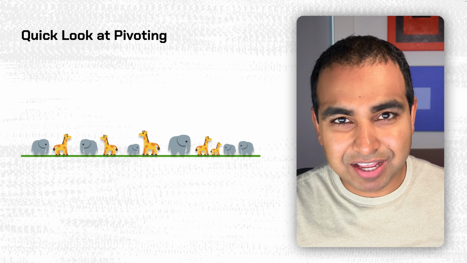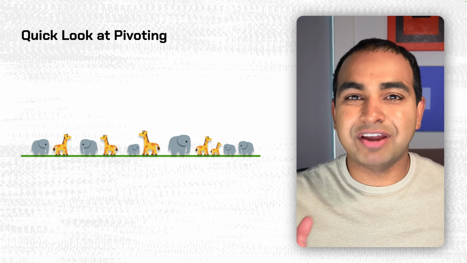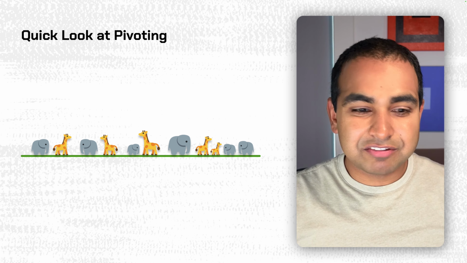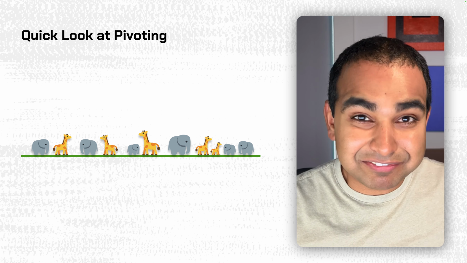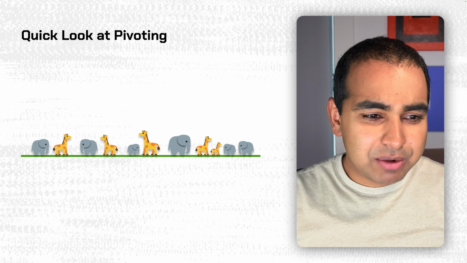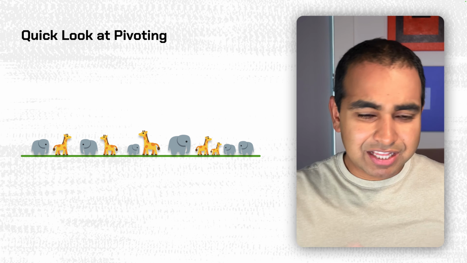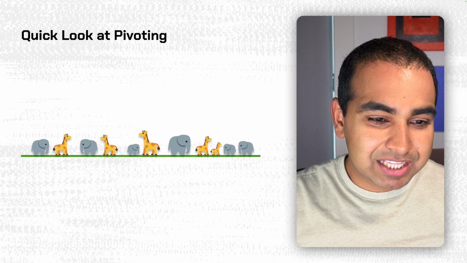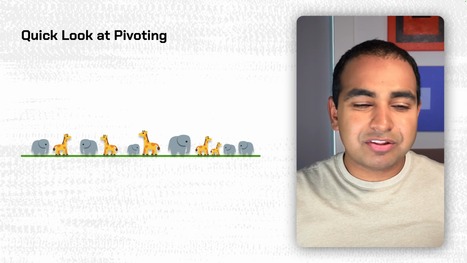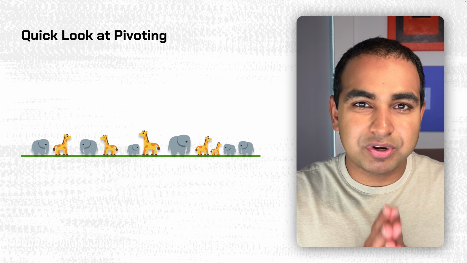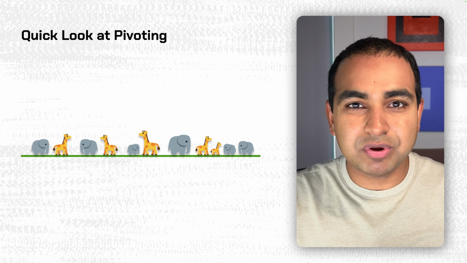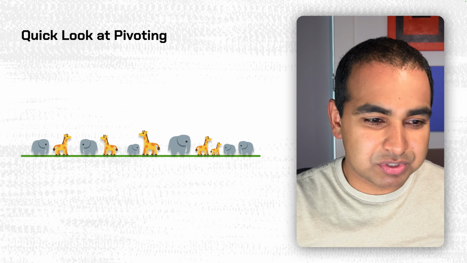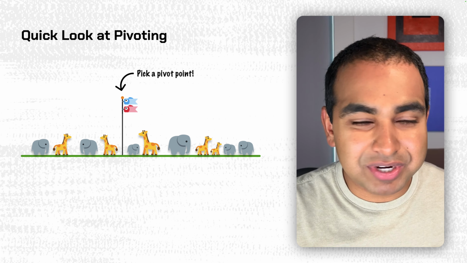To help explain how pivots work, I'm going to pick a very contrived example. Here we have a field. This field is made up of 2 types of animals, elephants and giraffes. What we want to do is make sure the elephants are on one side and the giraffes are on the other side. The way we're going to determine that is by creating this arbitrary fence, an arbitrary point. We're going to say, this is the point where we're going to decide which animal goes in which direction. That point is known as the pivot.